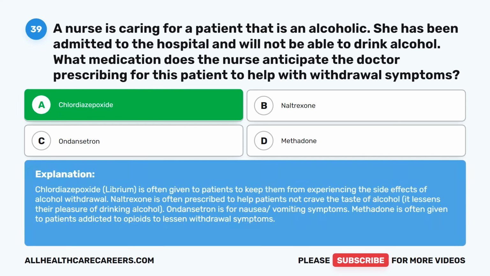Chlordiazepoxide, Librium, is often given to patients to keep them from experiencing the side effects of alcohol withdrawal. Naltrexone is often prescribed to help patients not crave the taste of alcohol. It lessens their pleasure of drinking alcohol. Ondansetron is for nausea/vomiting symptoms. Methadone is often given to patients addicted to opioids to lessen withdrawal symptoms.